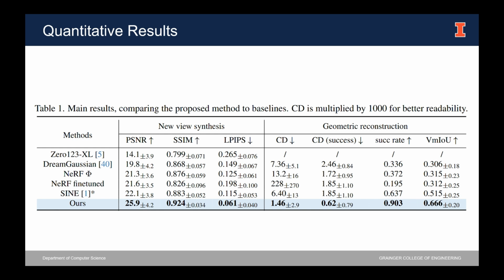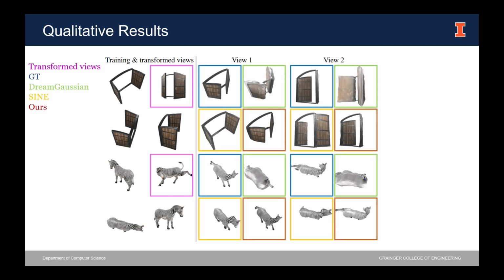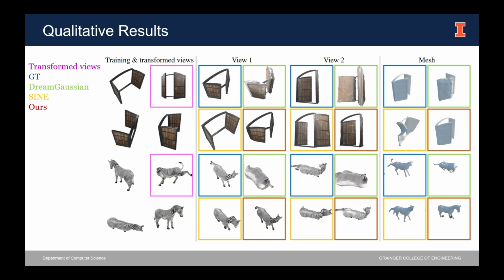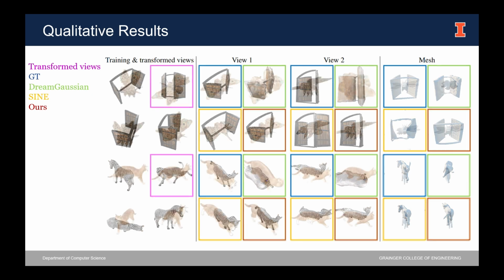First, for the quantitative results, we significantly outperform the other baselines in both novel view synthesis and geometric reconstruction. Especially, our PSNR is 3 higher than the second best baseline, and the chamfer distance is 4 times smaller than the second best one. Then for the qualitative results, we first show the training and transformed views in the first column, then novel view synthesis of ground truth, Dream Gaussian, SINE, and our method in the second and third columns. Finally, the transformed mesh of the four in the fourth column. We can see that our method always has clear novel view synthesis and geometry reconstruction, where all other baselines struggle. And here are more results.